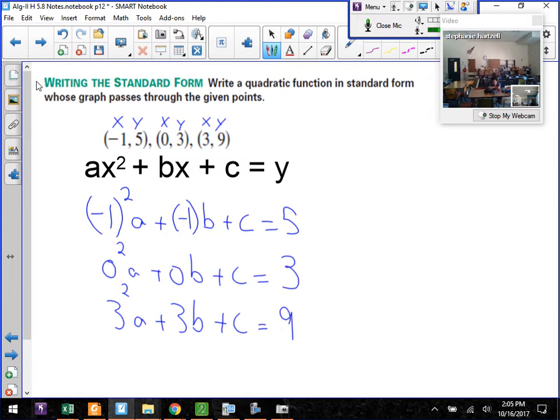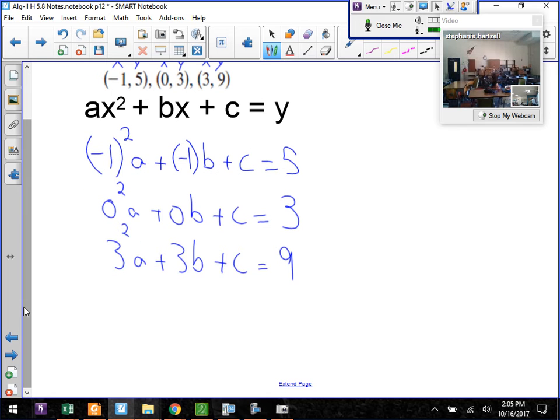What I'm doing here is directly substituting in values for x and y, because I know what x and y are three separate times. You okay with that? Now I'm going to simplify that out a little bit. What's -1 squared? 1. Okay. So I get 1a minus b plus c is 5.